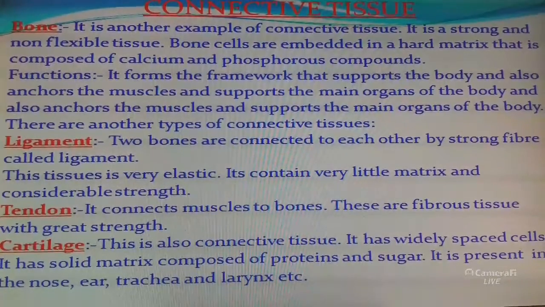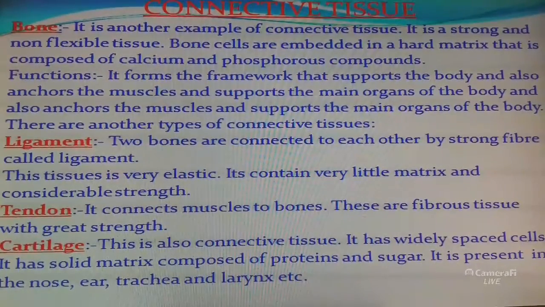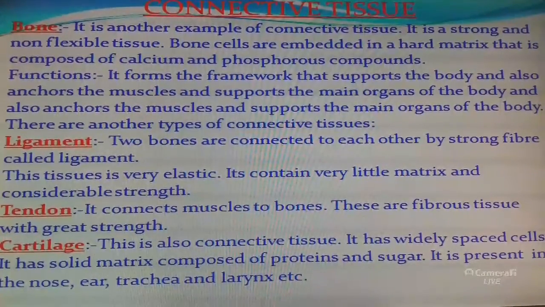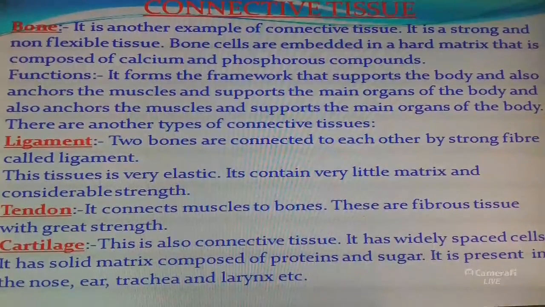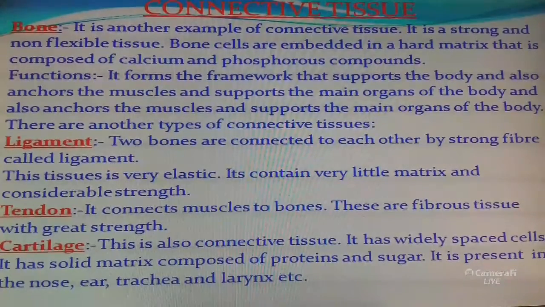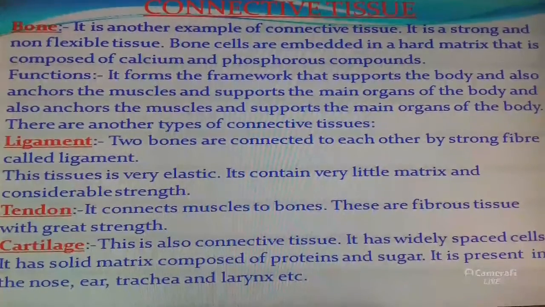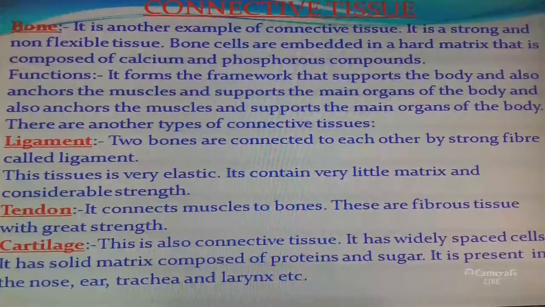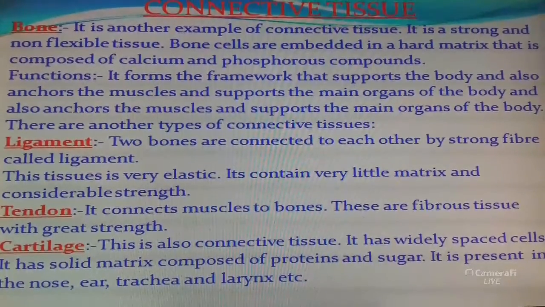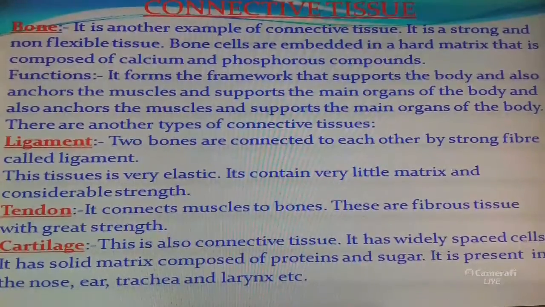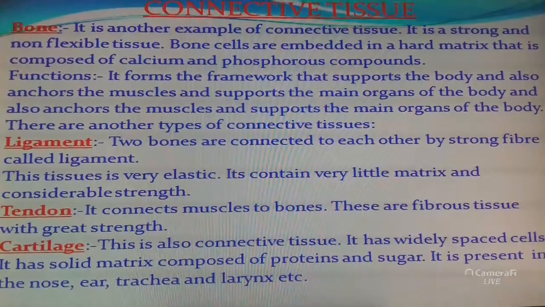Then tendon. Tendon is another type of connective tissue. Tendons connect muscles to bones, and tendons are fibrous tissue with great strength but limited flexibility. This is white fibrous tissue, and ligament is yellow fibrous tissue.